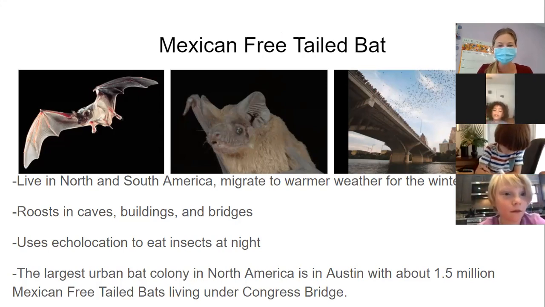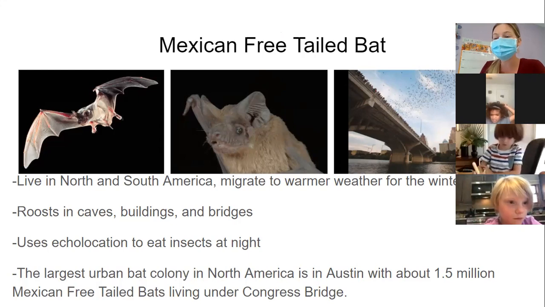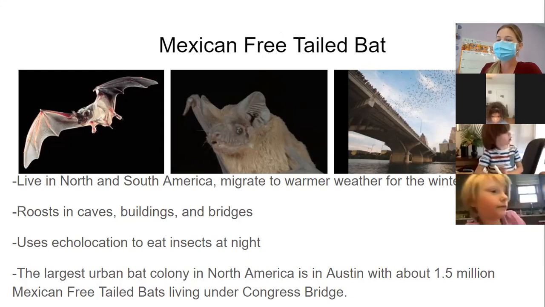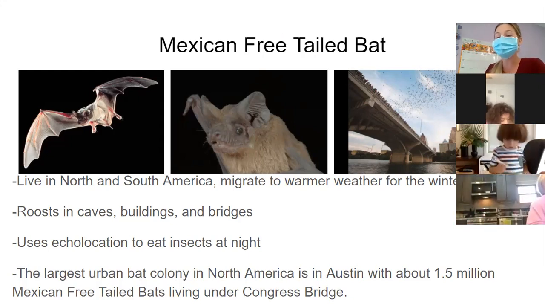Why did she not like to eat the cricket? That's a good question, Aya. Because some bats eat insects; they're called insectivores, and some bats eat fruit; they're called fruit bats. So certain types of bats eat different things. Mexican free-tailed bats eat insects. Yes, Ford.